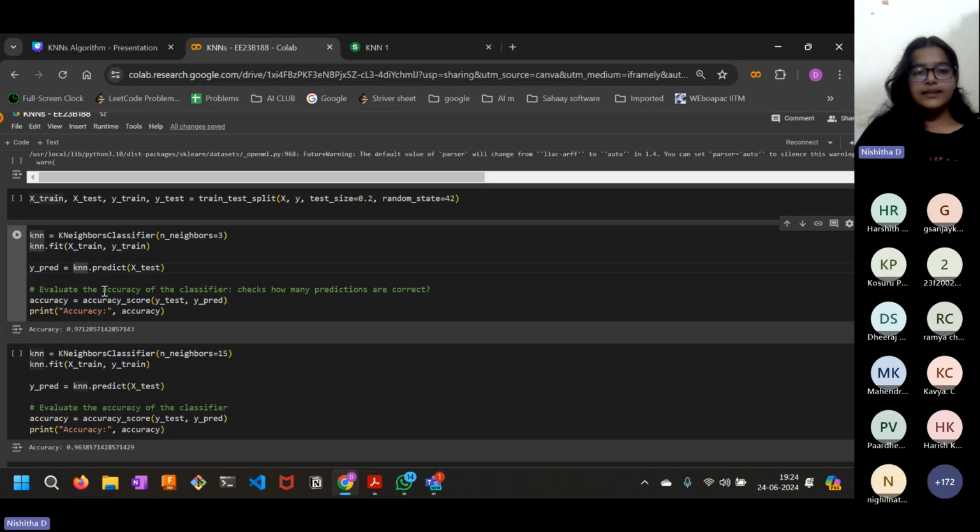So now I'm calculating something known as the accuracy using the accuracy score function. So basically, what does accuracy do? It basically checks how many of those predictions are correct, like how many of my predictions are actually correct when compared to the true labels. So that's what accuracy does. When I run this cell, I get the value as 97% accuracy. That means 97% of these predicted values are correct. So that's cool. That's very nice.